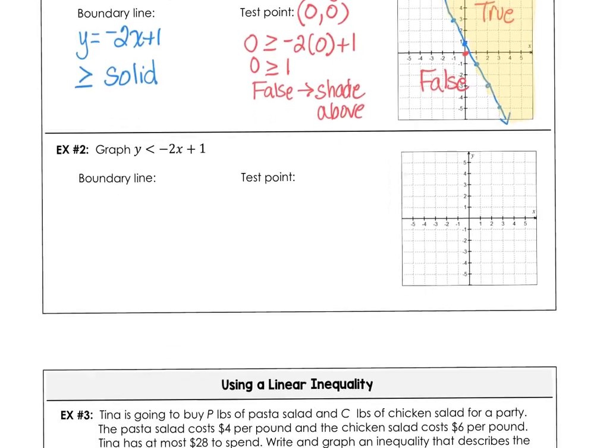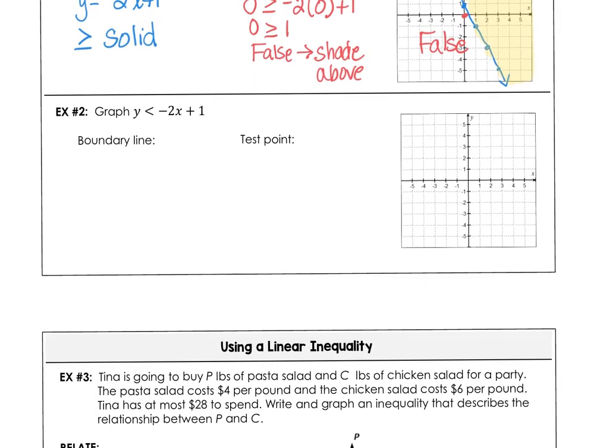Example 2, you can try that on your own and then come back to check your work. With my work, I see my boundary line is going to be y equals -2x plus 1. And because I have a less than, we're going to make a dotted or dashed boundary line. So it's the same graph, just a different behavior of our half plane. So we have a dashed or dotted boundary line.